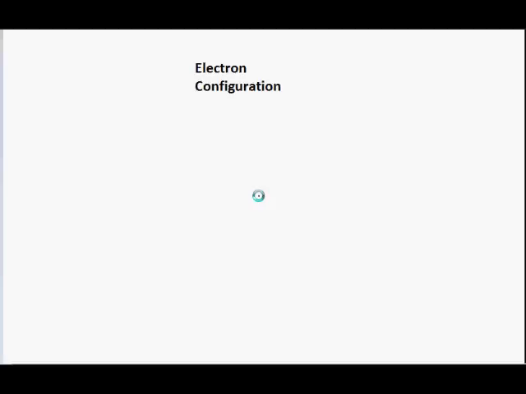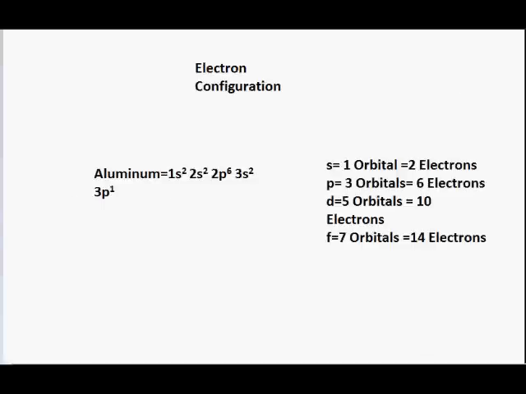We're here to talk to you about electron configuration and its applications with the atom. Here's the electron configuration of aluminum, and what we're going to do is break it down.